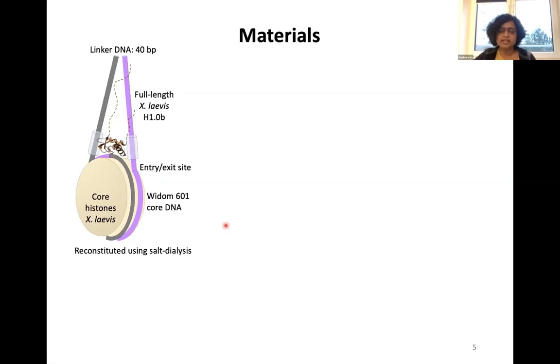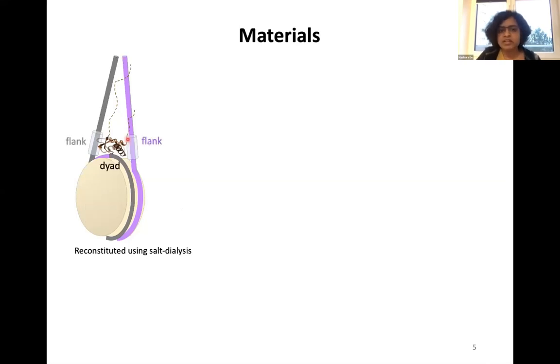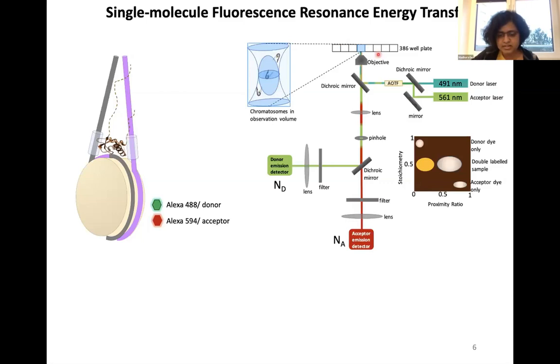So it's an entirely in vitro setup. I reconstitute a 226 base pair nucleosome with 40 base pair long linker DNA arms. I use a full length linker histone here, about 200 amino acids long with the globular domain here. And I change the DNA sequence of these cylinders here. I call them flank sequences because these are the sequences flanking the globular domain. I use single molecule FRET.